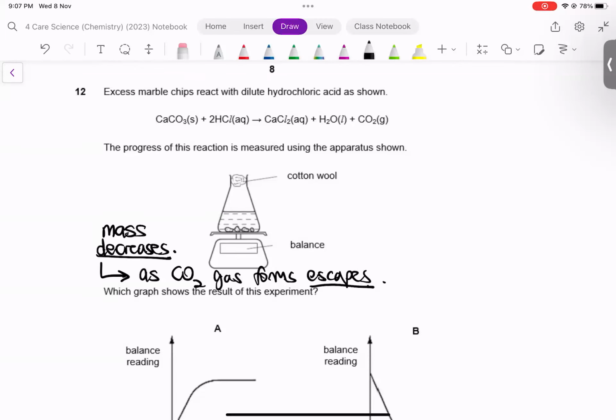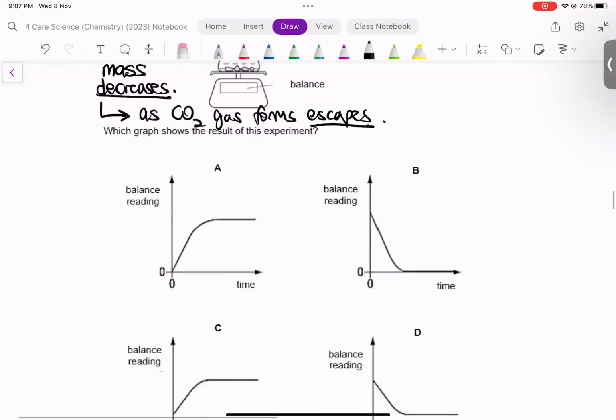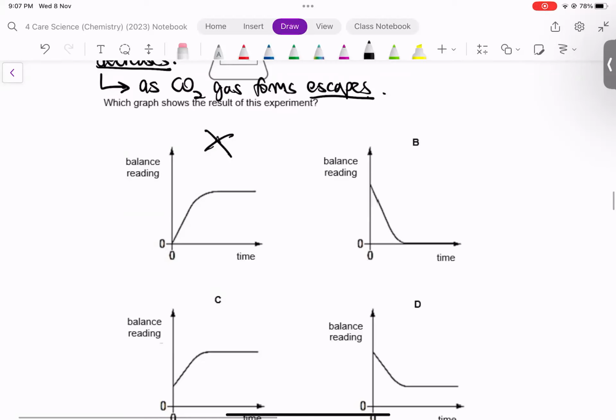It's not because of other reasons. It must be because the gas escapes. That's why the mass goes down. Go down means A wrong, C wrong. But what's the difference between B and D? Well, D ends off before 0. B ends off at 0.